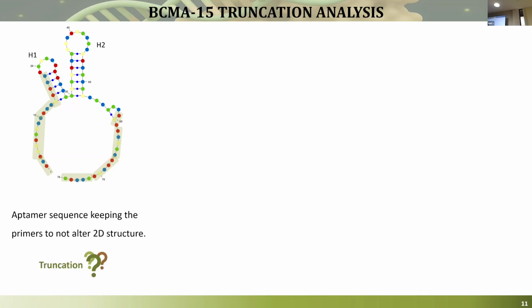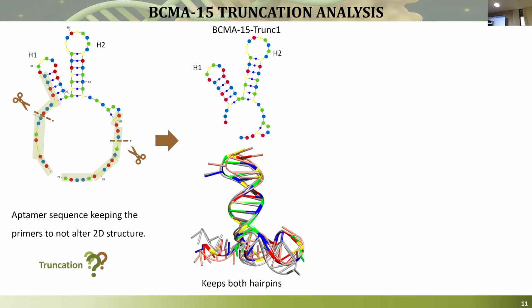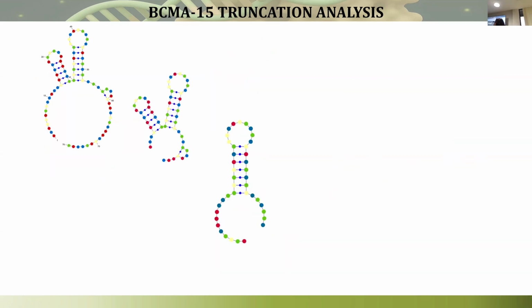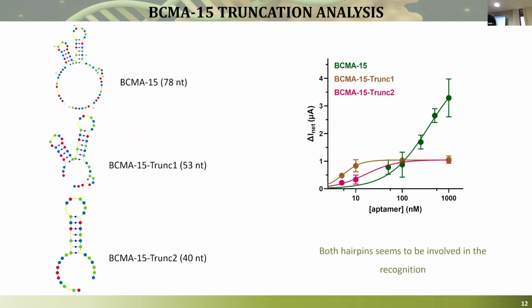But we thought, okay, let's see if we can cut them. So first, we tried to remove the part of the primers that were not involved in the hairpins, leaving this secondary structure, and also in our model, we saw that both of the hairpins are kept. So this is a stable structure, and then we removed the primers completely, like here and here, keeping only hairpin 2 that looks like this, which is a stable structure that should bind to the target. So then we tested them empirically, and here is the result.